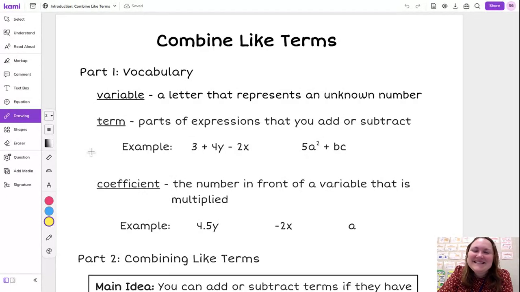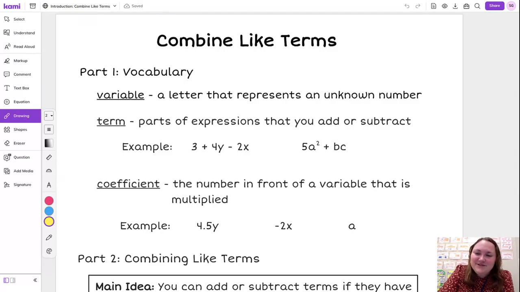Hi math students, this is our introduction video for our lesson on combining like terms. The first part of this is some of the vocabulary you will hear in this lesson. The first one is a review from our first lesson. A variable, remember, are the letters you see in these problems, and those letters represent numbers we do not know, or an unknown number.